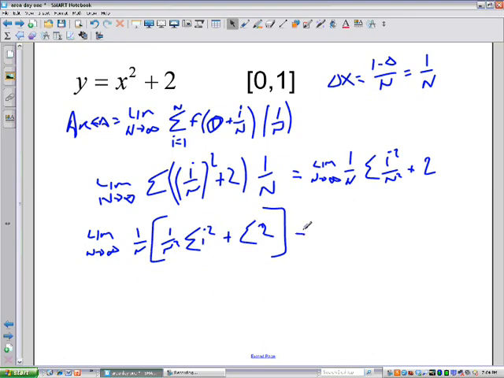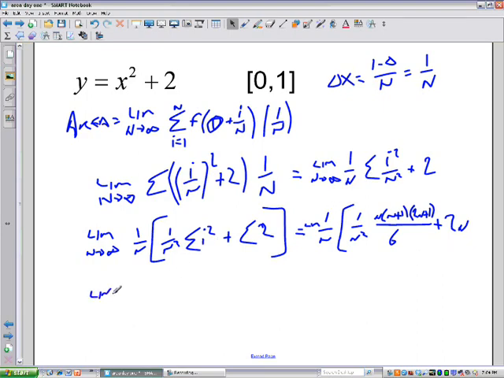It's freaky. All right, so 1 over n. Oops, still doing the limit. Pretend that says that. Bracket 1 over n squared, times the formula for the sum of the i squared, same as it was last time: n times n plus 1 times 2n plus 1 over 6, plus the sum of the 2's, 2n. Okay? So now let's distribute that 1 over n back in there.